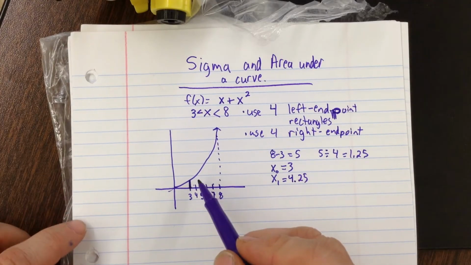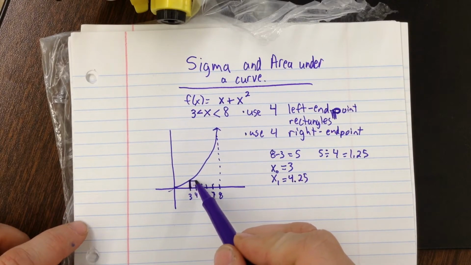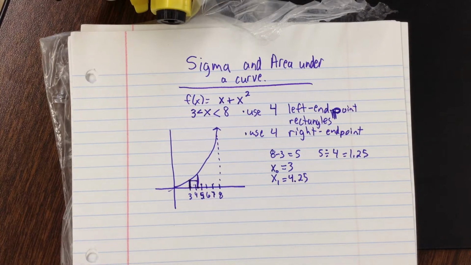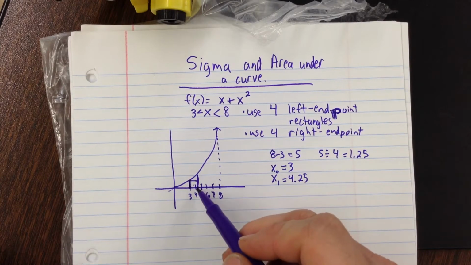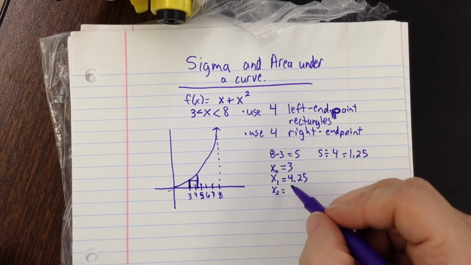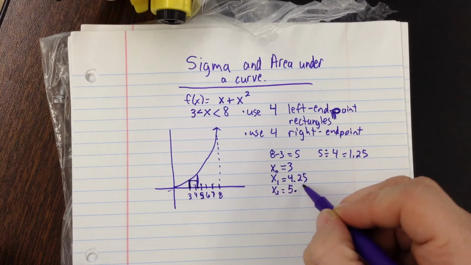So I'm going to estimate that here, and I'm going to draw a rectangle. I'm going to stop it right about there. There's 4.25. Just deal with it. That's what it is. All right, so that's 4.25. That's going to be x1. Then x2 is going to be 1.25 away from that, which is 5.5.